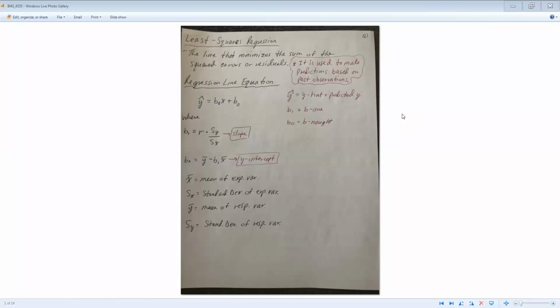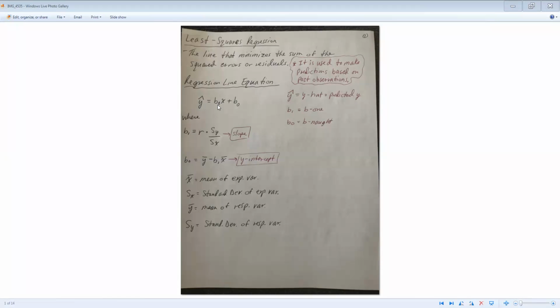This video is on the least squares regression line. It is a line that minimizes the sum of the squared errors or residuals. So basically it's used to make predictions based on past observations. So your regression line equation is y hat equal to b sub 1, or b1x, plus b naught.